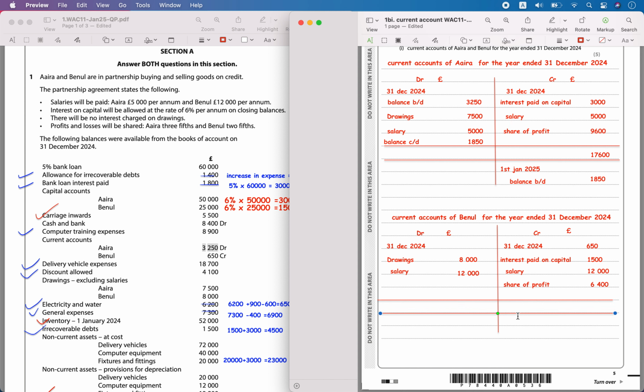So 650 plus 1500 plus 12,000 plus 6,400. That's equal to 20,550. So let's write that, 20,550. And let's add up on this side. 8,000 plus 12,000 is 20,000. So there is a difference of 550. So that will be the balance carried forward. Balance carried down will be equal to 550.